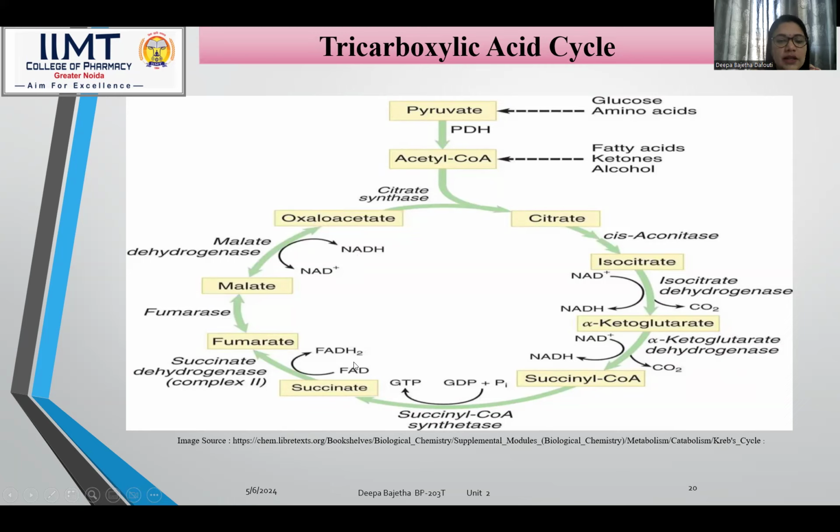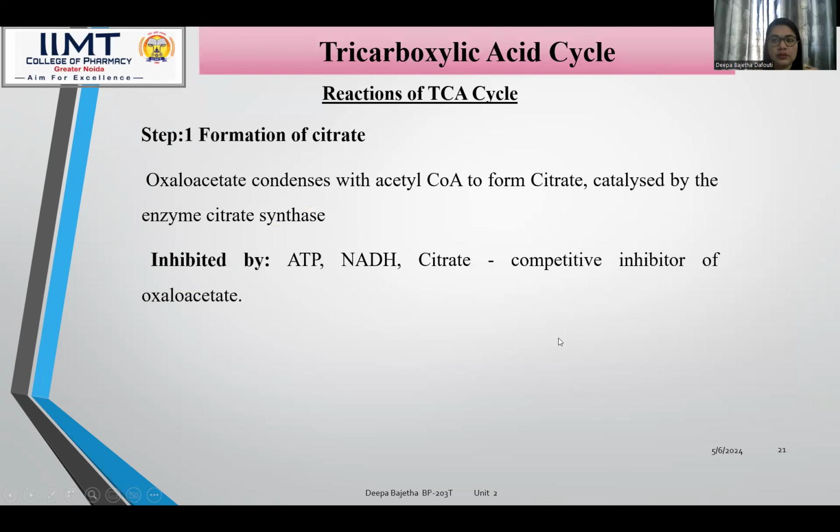Then NADH and FADH2 are the coenzymes which are used in the synthesis of fatty acids. Next is reactions of the TCA cycle. First is formation of citrate. Oxaloacetate condenses with acetyl coenzyme A to form citrate, catalyzed by the enzyme citrate synthase, inhibited by ATP, NADH. Citrate is a competitive inhibitor of oxaloacetate.